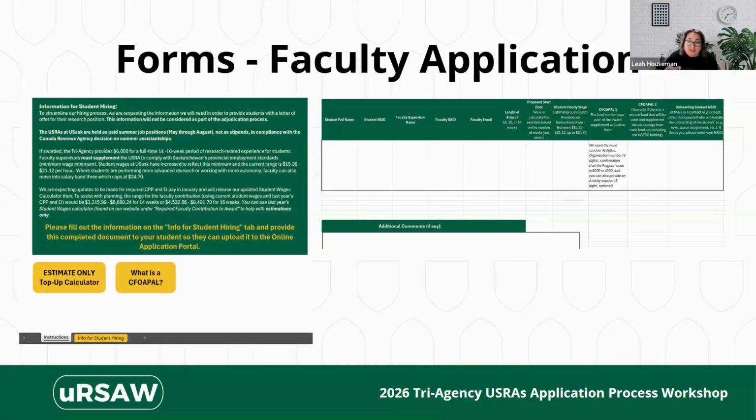Within that form, we also have a link to a top-up calculator that can be used to estimate the funds required for the top-up, depending on the wage and length of the project. This calculator is also on our website if you lose it or need to reference it. And then once the faculty supervisor has filled this out, they will need to give a completed copy to the student so the student can upload it to the portal.